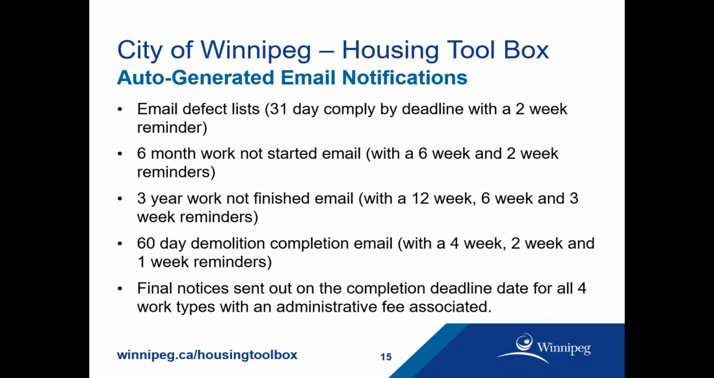3-year work not finished emails are also auto-generated. This is sent at a 12-week, 6-week, and 3-week interval. A 60-day demolition completion email is also sent at 4 weeks, 2 weeks, and 1 week as a reminder. And a final notice is sent out at the completion deadline date for all 4 work types with an administrative fee associated.